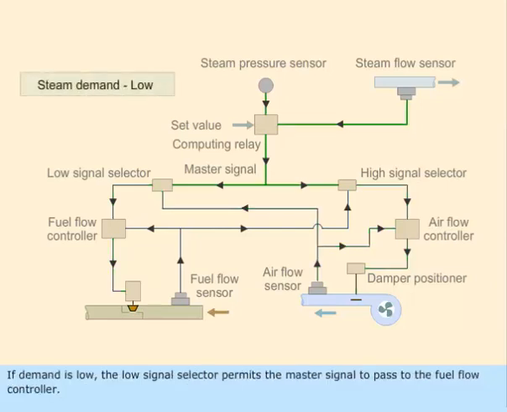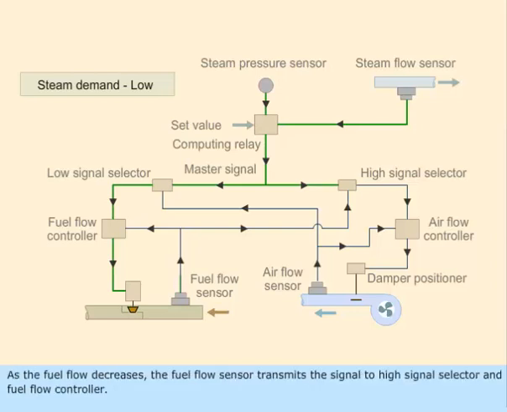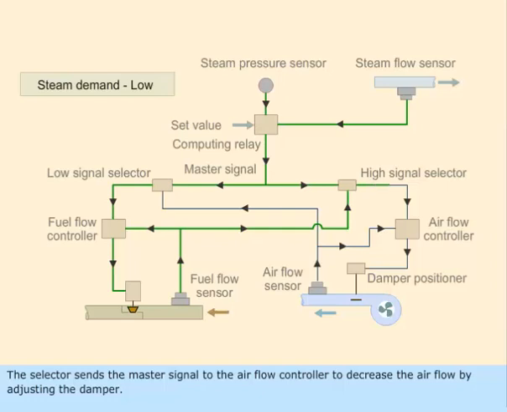If demand is low, the low signal selector permits the master signal to pass to the fuel flow controller. Fuel flow controller decreases the flow of fuel by adjusting the fuel valve. As the fuel flow decreases, the fuel flow sensor transmits the signal to high signal selector and fuel flow controller. The selector sends the master signal to the airflow controller to decrease the airflow by adjusting the damper.